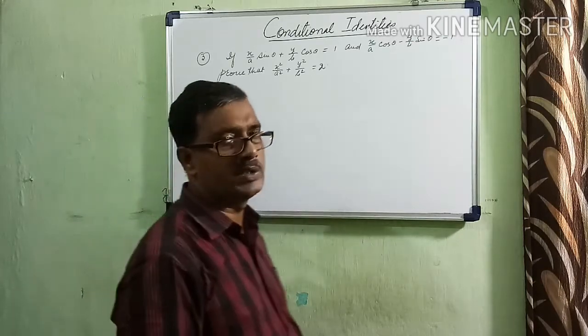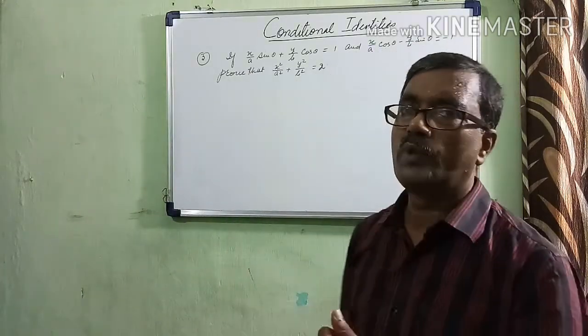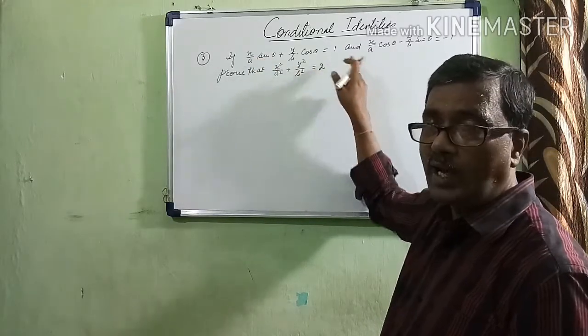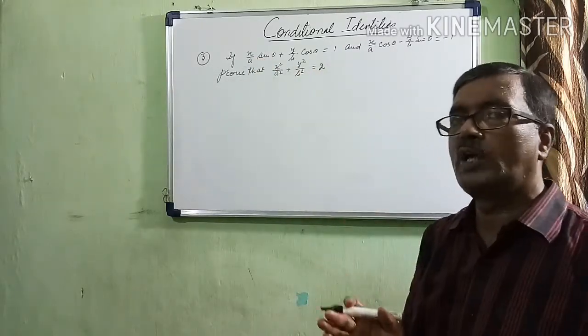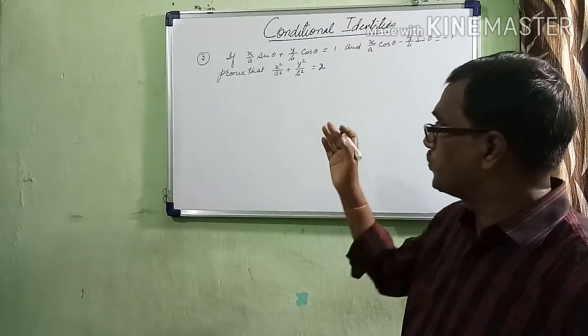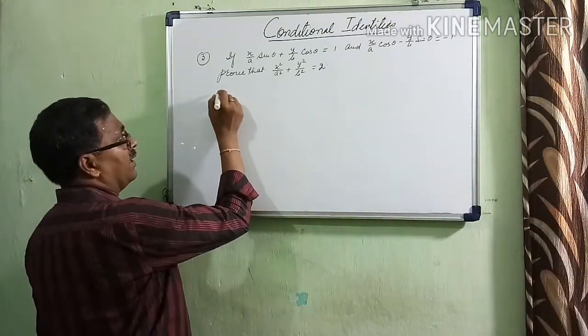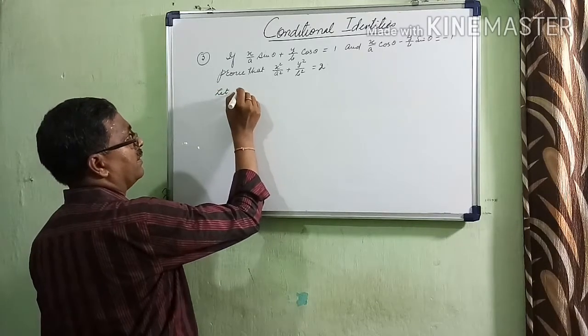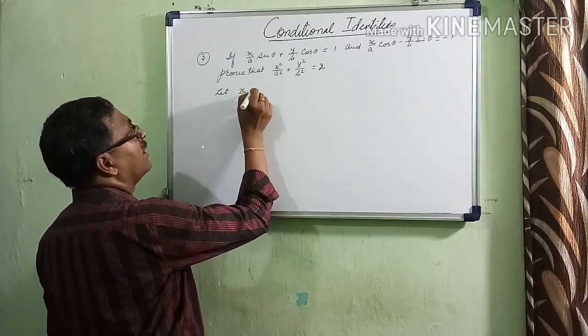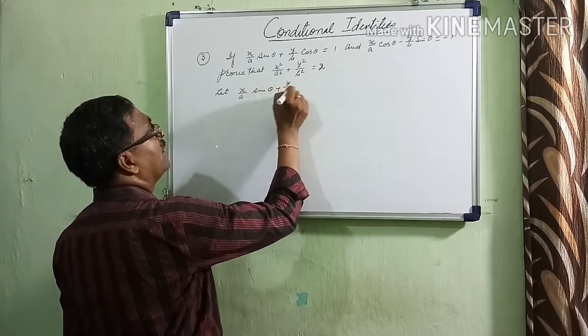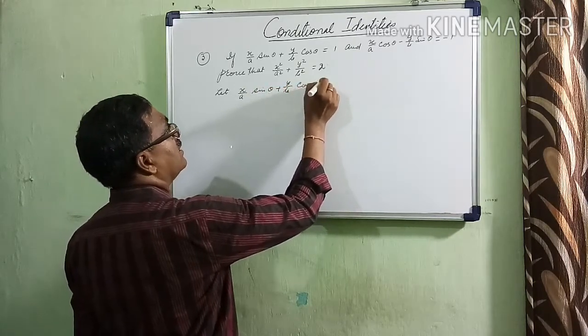Same way we will go in this question also. We have two equations and both of the equations we will take, squaring and adding. Means first of all we have to square and then we have to add. This one I will do a little separately, then it will be easy for you to understand. Let (x/a) sin θ + (y/b) cos θ = 1.